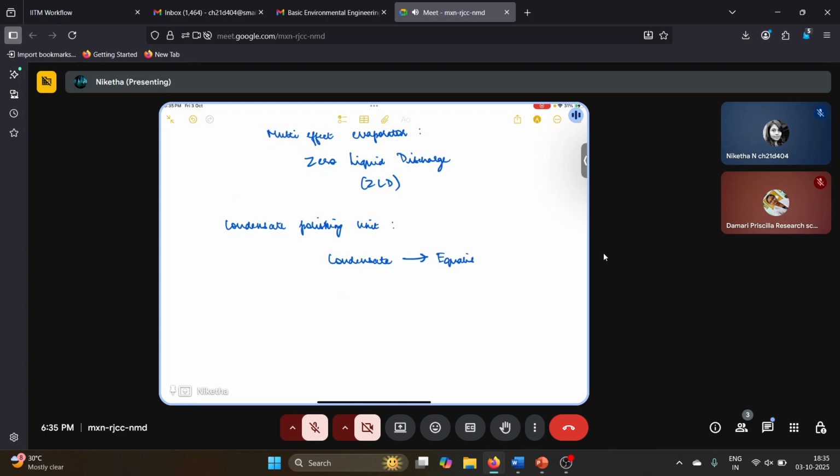So can you recall what is an equalization tank and why do we need an equalization tank? You must have studied about this in the primary treatment. Why do we use an equalization tank?